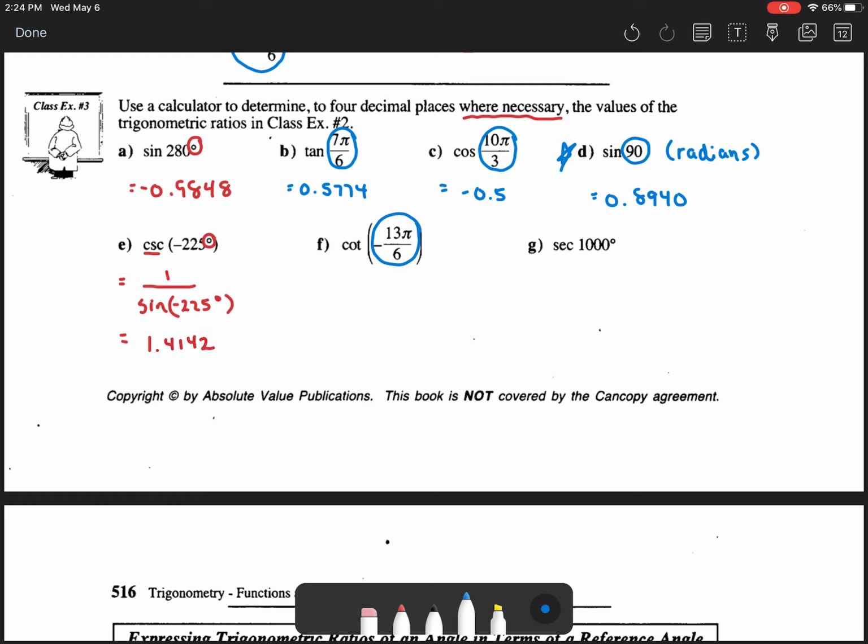The next one, that's going to be radian mode, isn't it? Because this measure is in radians. So again, that calculation, because it is cotangent, is basically like saying 1 all over the tangent of negative 13 pi over 6. So I would figure out the tangent of negative 13 pi over 6 first, and again, make sure I'm in radian mode.